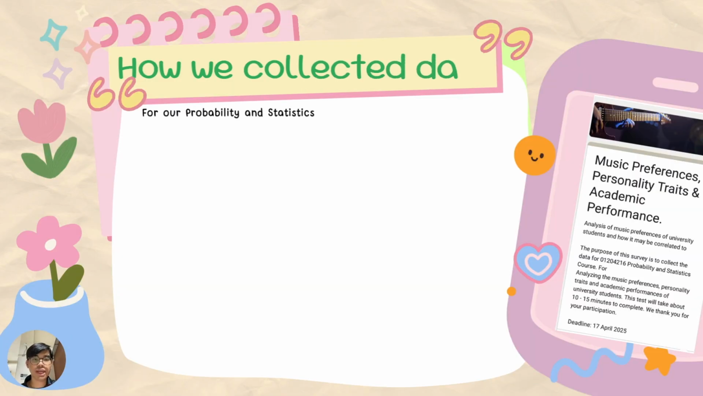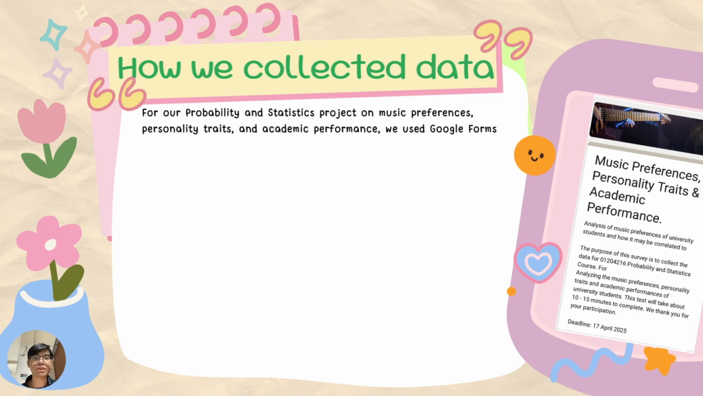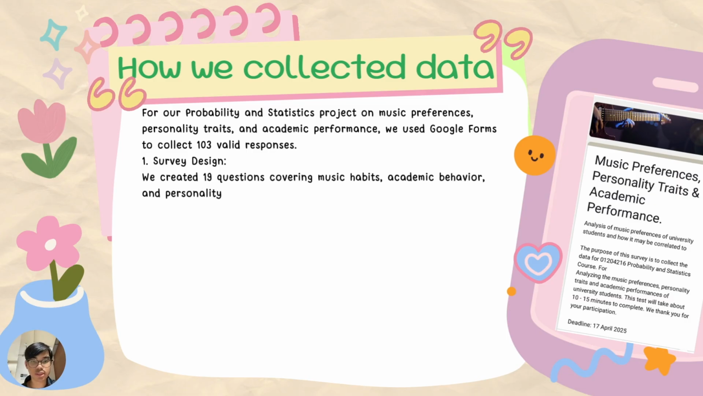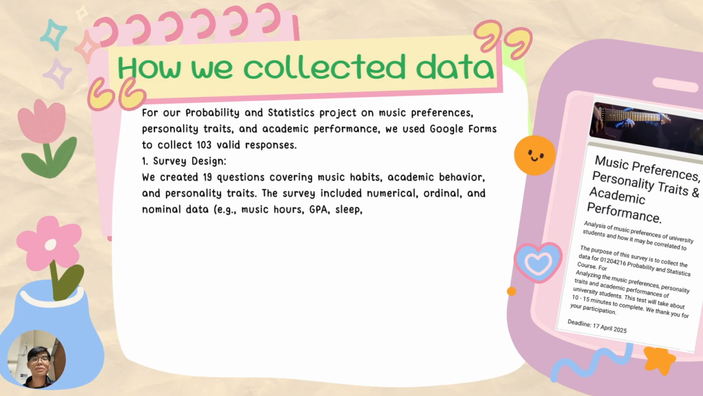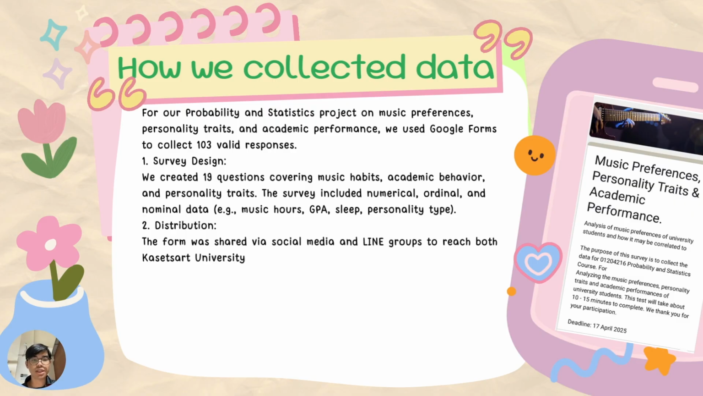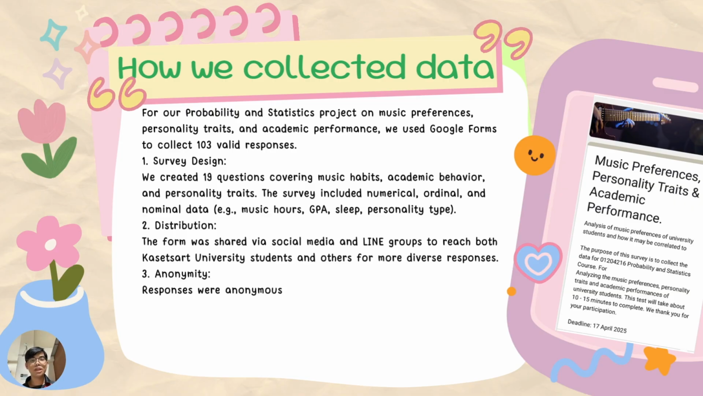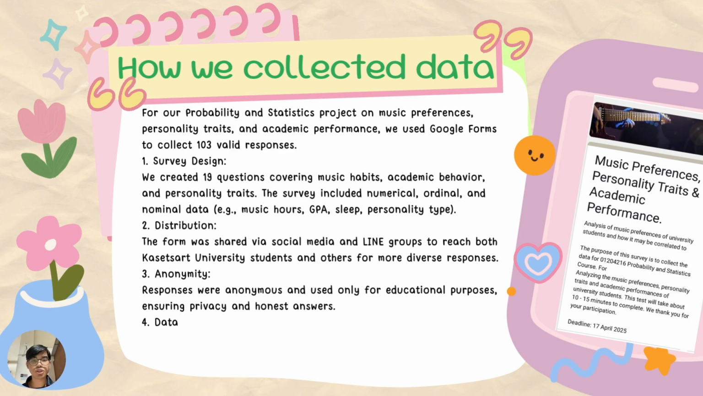How we collect our data. We collected our data through Google Forms, gathering over 103 responses. We created over 19 questions covering music habits, academic behavior, and personality traits. The survey includes numerical, ordinal, and nominal data. We distributed our forms using LINE groups and social media to reach a more diverse group of both Kasetsart University and other students. Anonymity. We made sure that our survey responses were anonymous to ensure data privacy and honest answers.